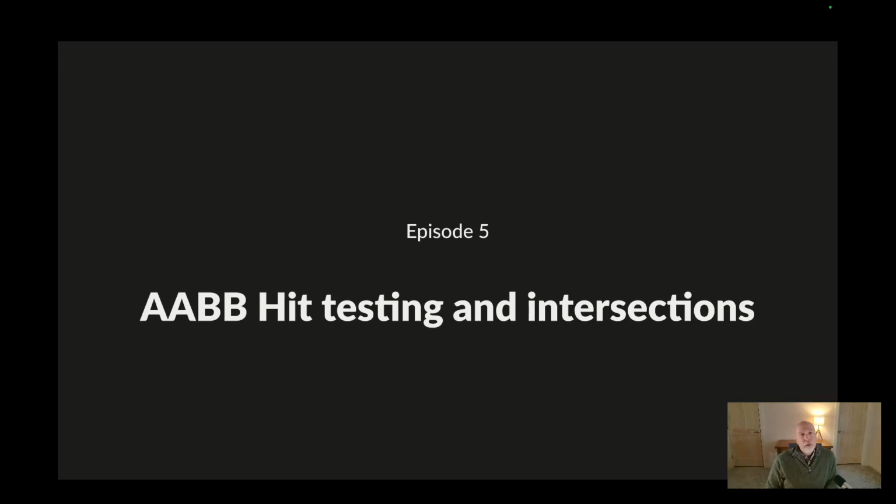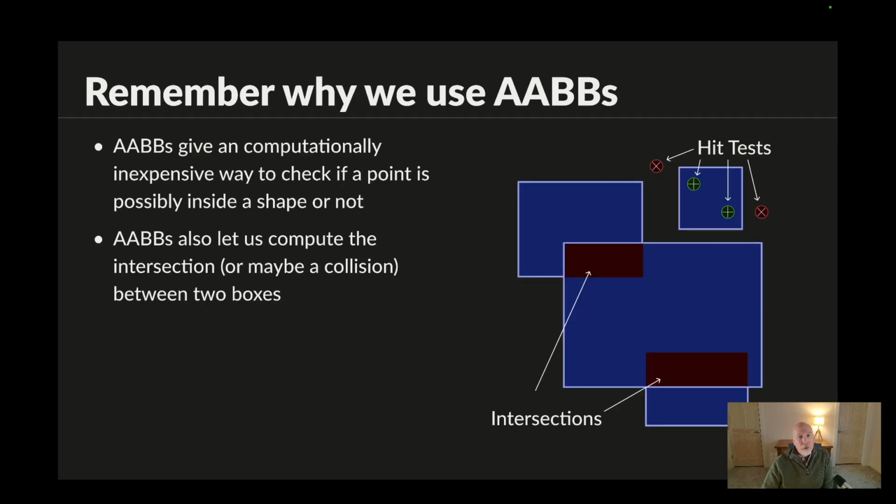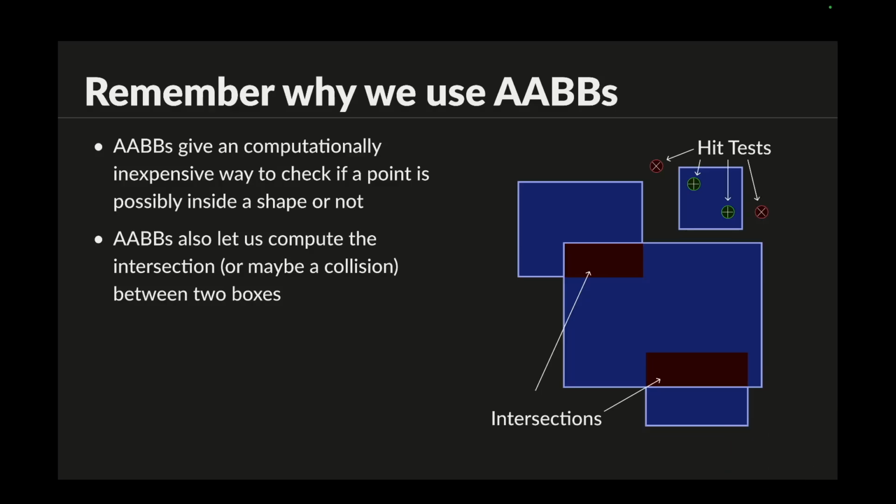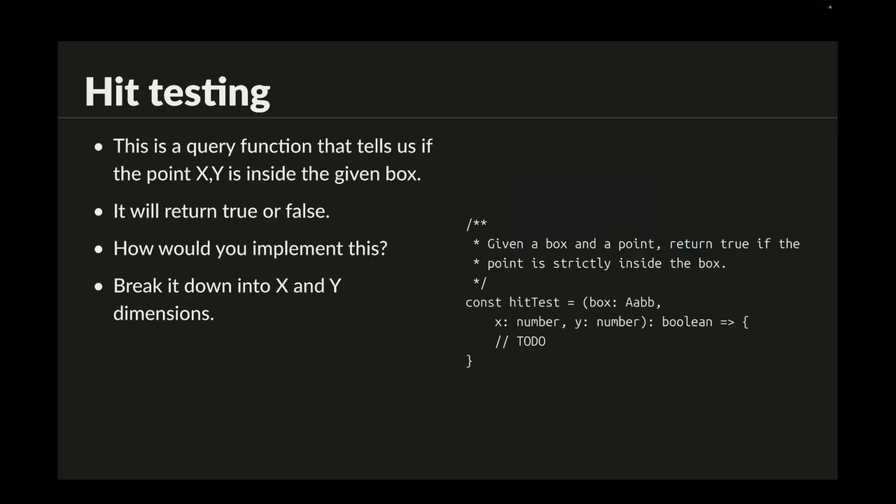We just covered how to initialize and build up an axis-aligned bounding box from geometry. In this short little episode, we're going to look at code for the query functions, hit testing and finding intersections. So remember that one of the main reasons to use an axis-aligned bounding box is to give a computationally cheap way to determine if a point is possibly inside the shape or not. Another purpose is to check if two boxes have an intersection. If they do, it might mean that the two shapes are colliding.